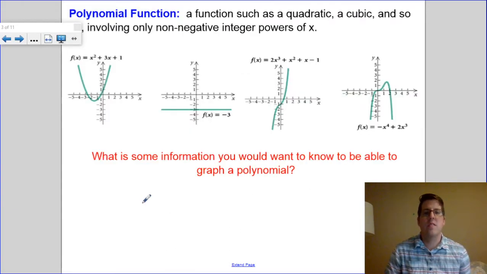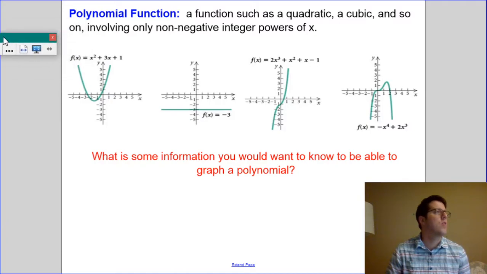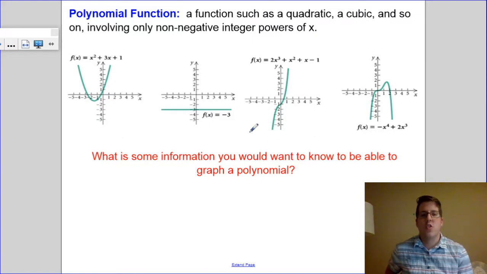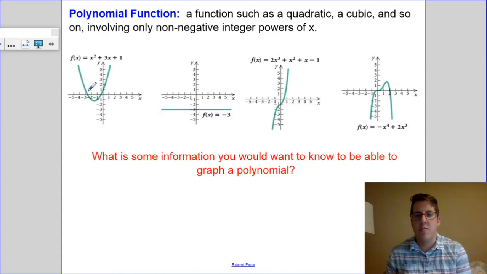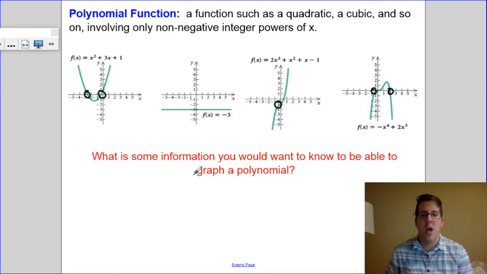So we've seen this slide before about polynomial functions. A polynomial function is a function such as a quadratic or a cubic, etc., that involves only non-negative integer powers of x. If we want to graph these, it could be very helpful to know many things. But for example, the place where they hit the x-axis, the place where they hit the y-axis, and factors and zeros can help us find some of that information, the x-intercepts of the graph.